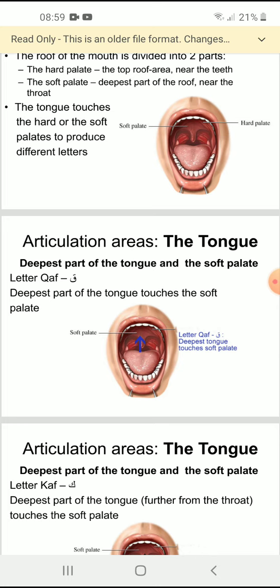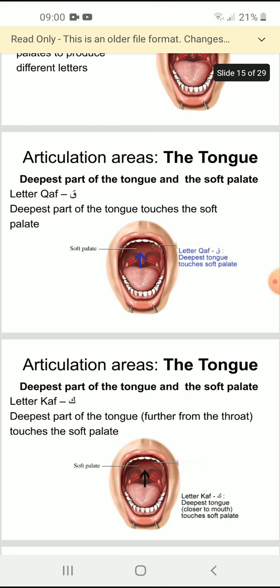The letter Qaf is produced from the deepest part of the tongue, meeting the soft palate at the top of the mouth. So the deepest part of the tongue is meeting the soft palate. From this meeting point between those two organs, the deepest part of the tongue and the soft palate, we have the Qaf produced. This is the articulation point of the letter Qaf. And that's why you see the Qaf is somehow given like an echo sound. The sound is going like in a closed place. Yeah, this is what we call the soft palate.